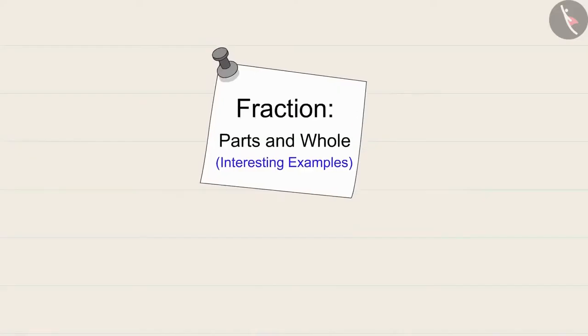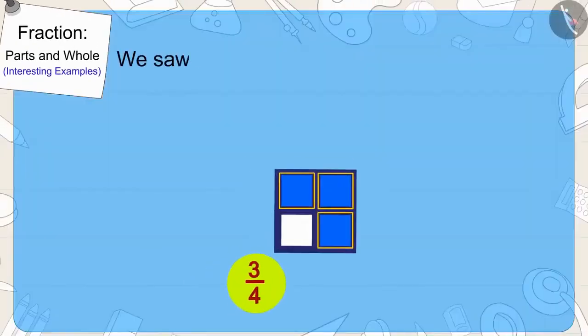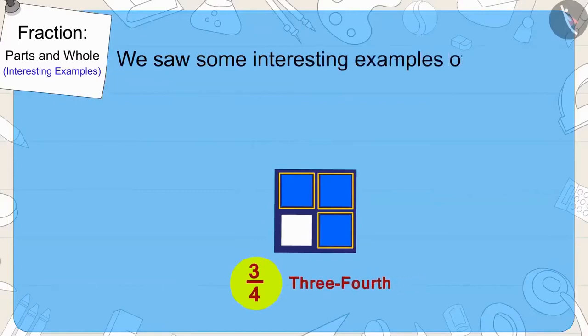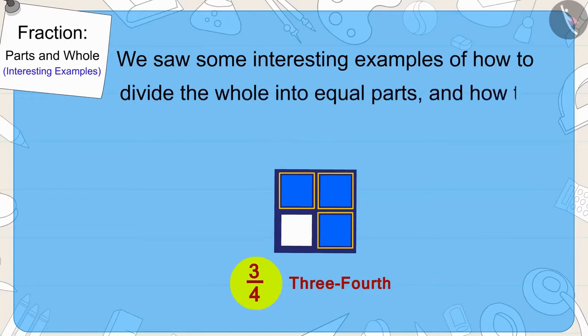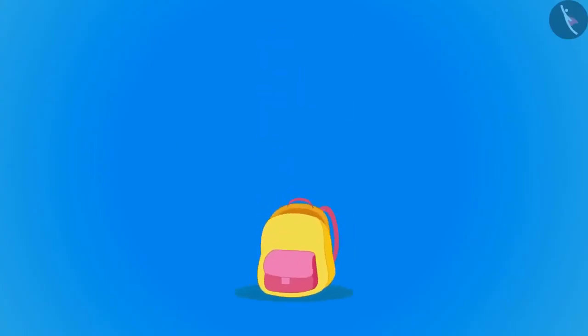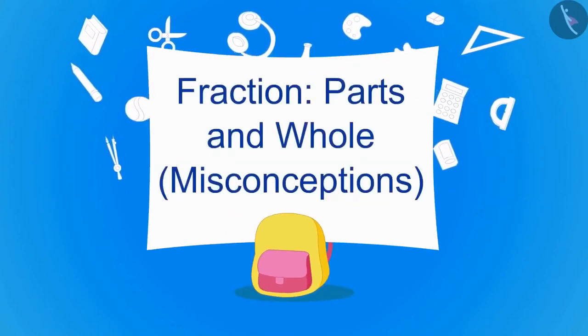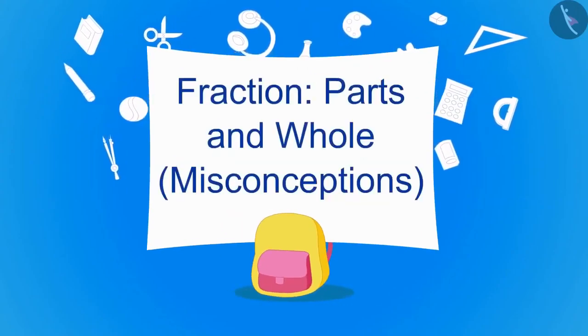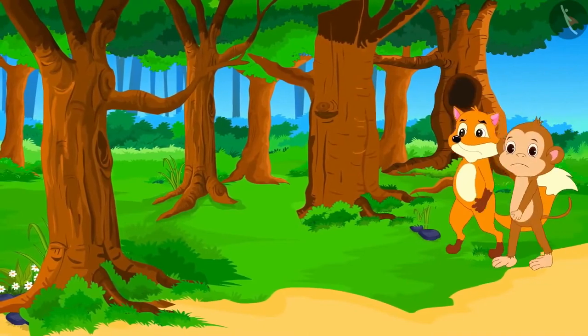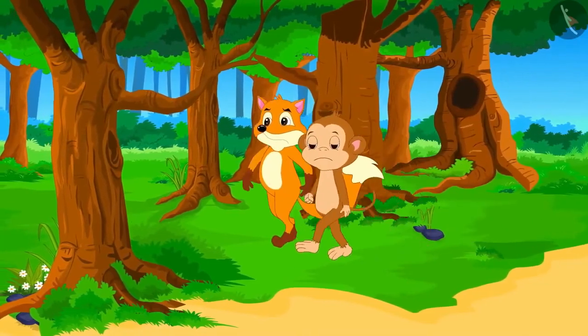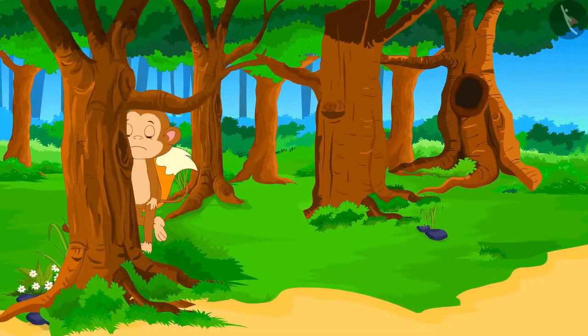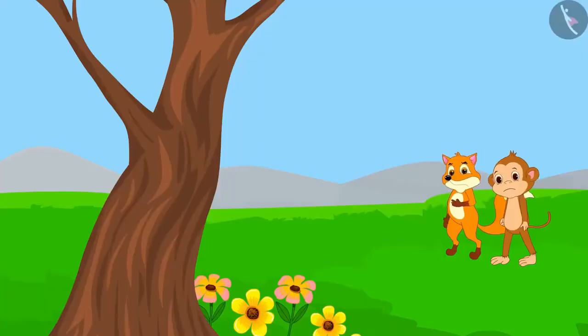So children, in the previous video, we saw some interesting examples of how to divide the whole into equal parts and how to write it in fractions. In this video, we will learn about some misconceptions related to it. One day, Babban and the fox got lost in the forest. They had wandered a lot, but they could not find anything to eat.